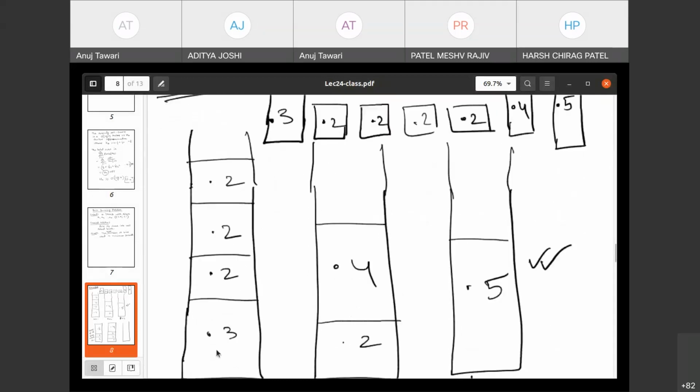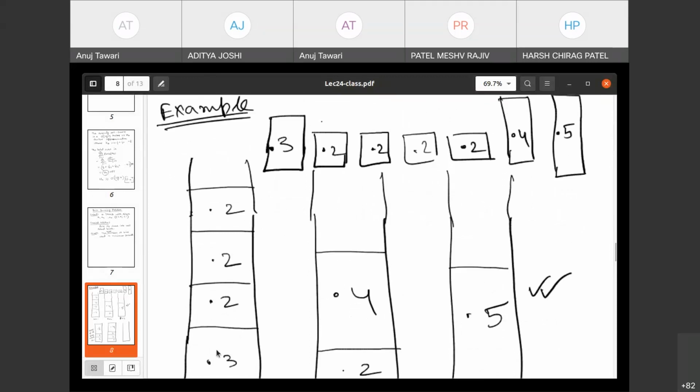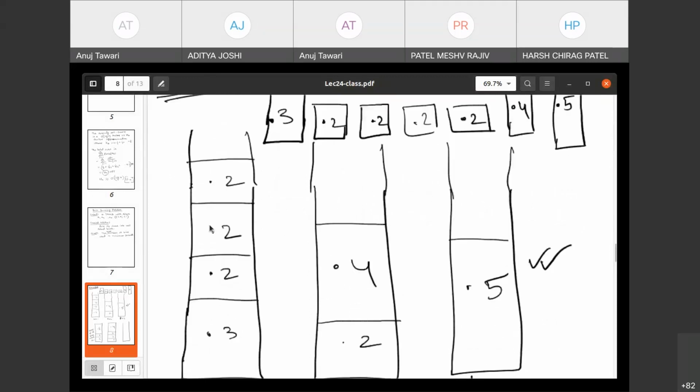For instance, the strategy used is that we put 0.3 first in this first bin. Then we look at 0.2. There is space to put 0.2, so we put it. Again, there is space for another 0.2, and again for another 0.2. So we keep doing it until there is space in the first bin. And whenever there is no space, then we move to the next bin.